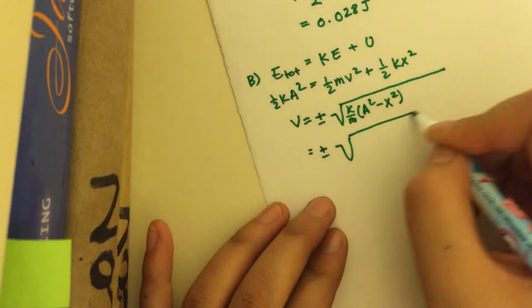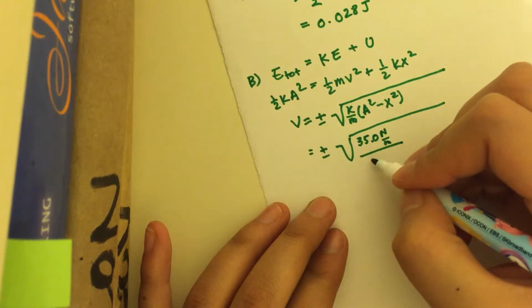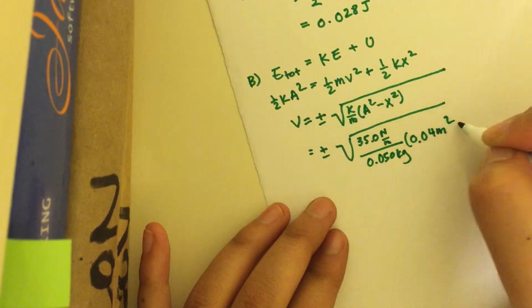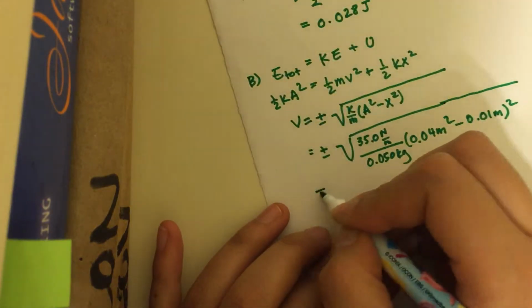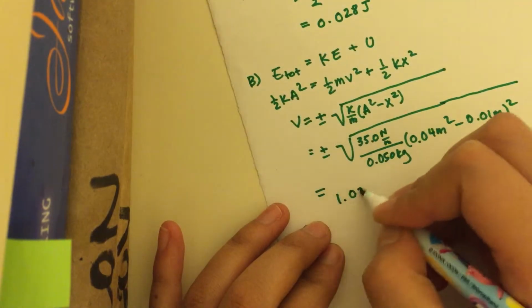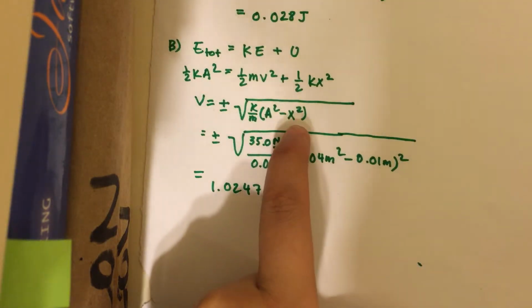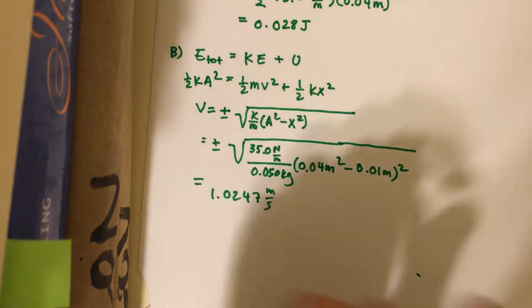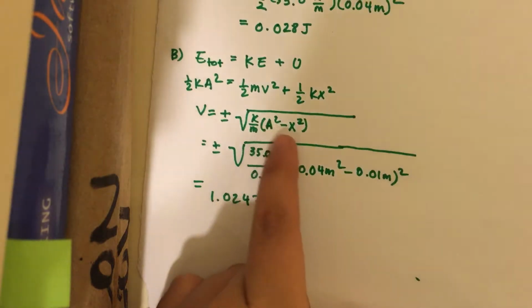and then once you fill in all the variables, you should get the answer of 1.0247 meters per second. And don't forget, for this part, when you're filling in x, you should be marking down the point that it's asking you to find. So in this case, for part B, you were asked to find when the position is at 1 centimeter, so you have to convert it into meters and then plug it in for x.